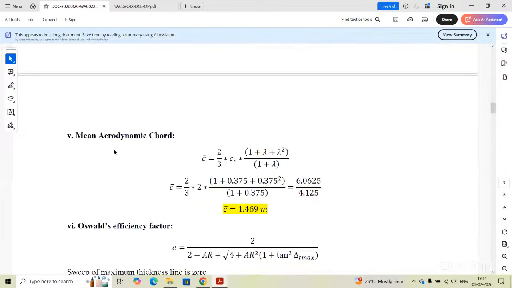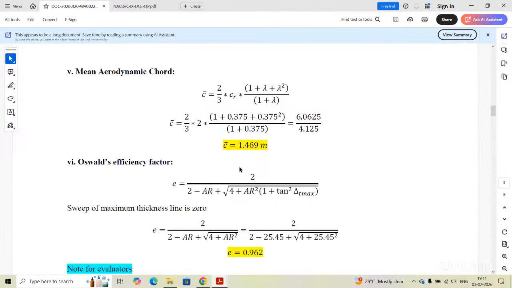For the mean aerodynamic chord, we have the taper ratio, we have the root chord. So mean aerodynamic chord can be calculated by this formula, which is coming out as 1.469 meter.